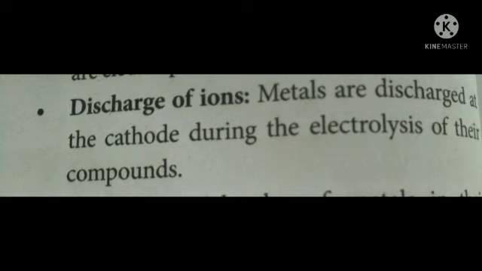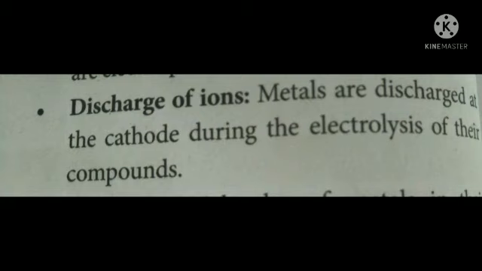What are the 2 types of ions? We have cations and anions. And what are the 2 types of electrodes? We know cathode and anode, isn't it? During the electrolysis process, all the metallic ions move towards the cathode. Metals are discharged at the cathode during the electrolysis of their compounds. So metals always gather near the cathode, and the non-metals or other parts move towards the anode.